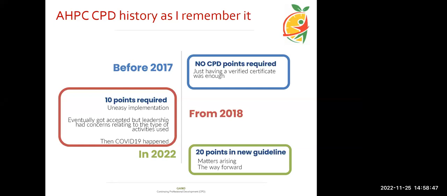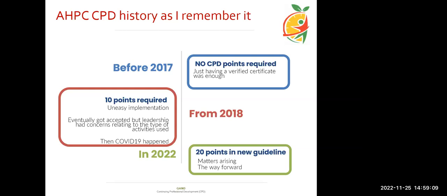Now, sometimes you even have some groups who have very beautiful programs with hands-on practical experience, and then when the points are allocated, it is less than 5. So there were disparities in what constituted CPD points and how they were determined. So we had problems with that.